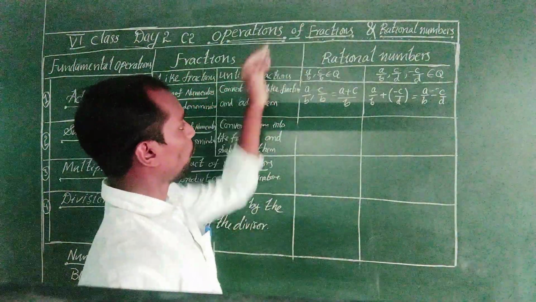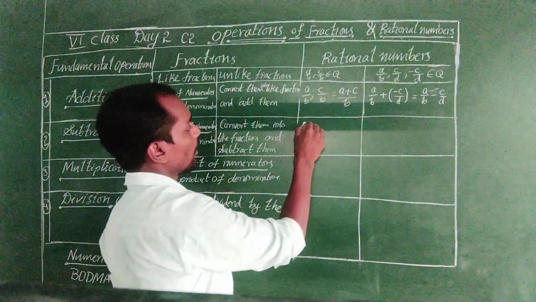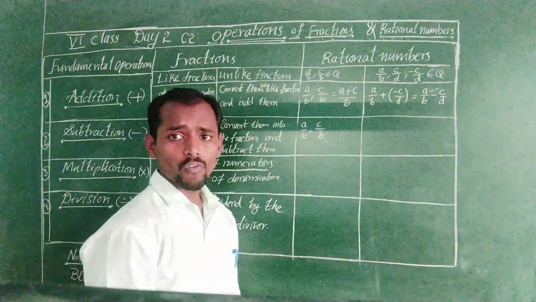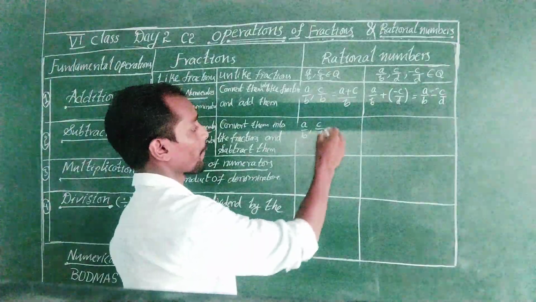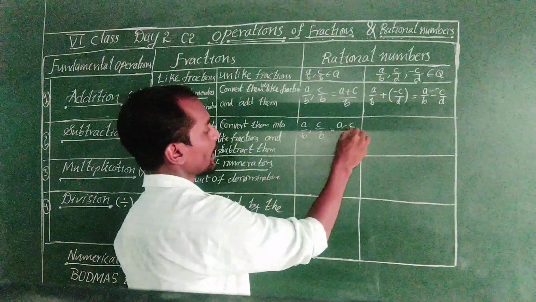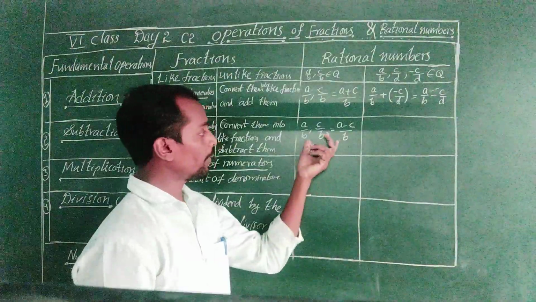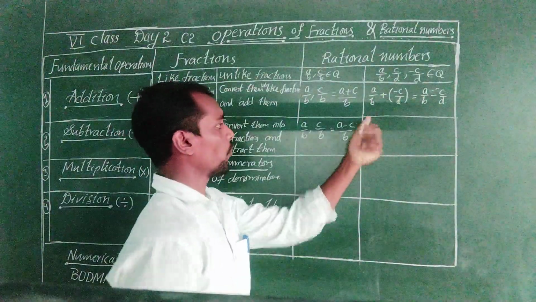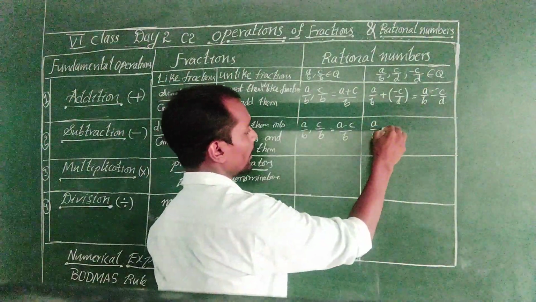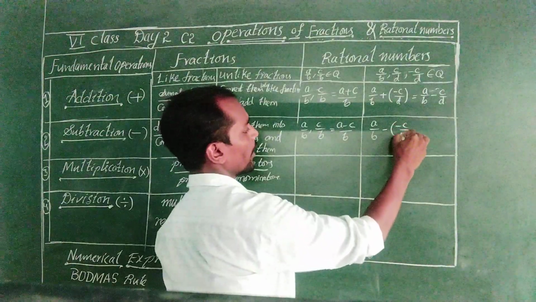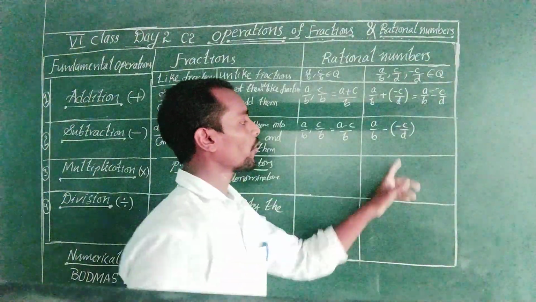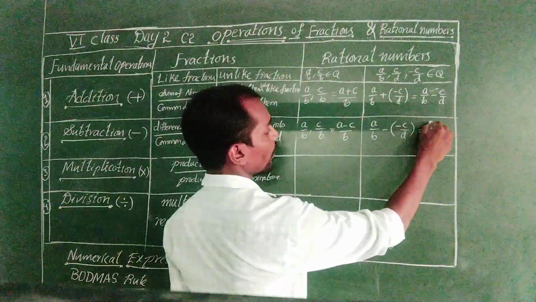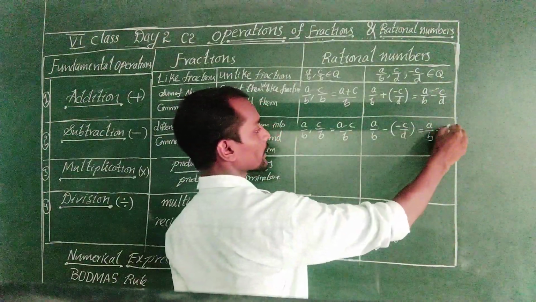Let us take rational numbers and subtract them. If a by b, c by b are two rational numbers, you have to find the difference of the numerators by the denominator: a minus c by b. A minus c by b is the difference of the two rational numbers. Let us take this: a by b subtracted from minus c by d. What will you write? Now you have to write the additive inverse of c by d added to a by b, equal to a by b minus of minus, plus again c by d.